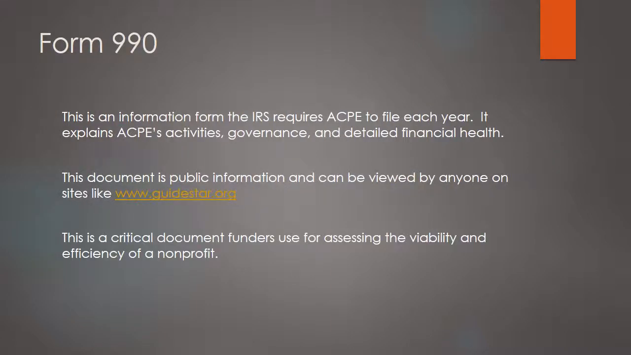Then the Form 990 is the document that you turn into the IRS each year, and it explains the activities, governance, and financial health of the organization. Now, what's important to remember is this becomes a public document. Anyone can view your 990 on guidestar.org. So I encourage you to look up the 990 that's available for ACPE and just look it over, get familiar with it, because that is almost a marketing tool now.